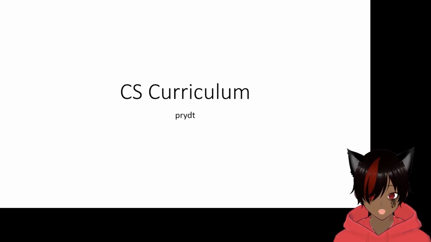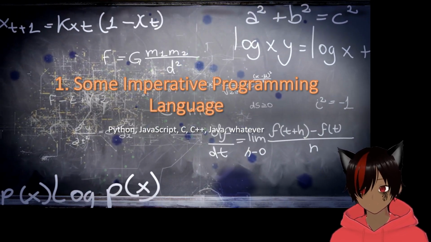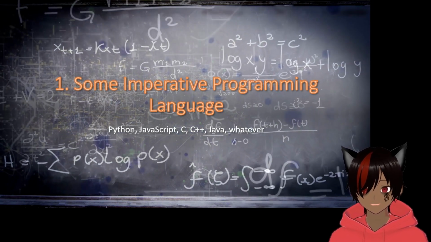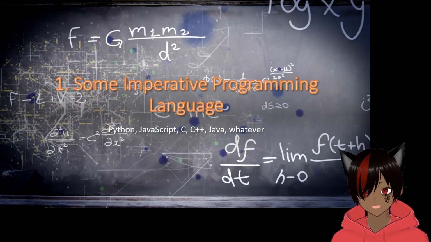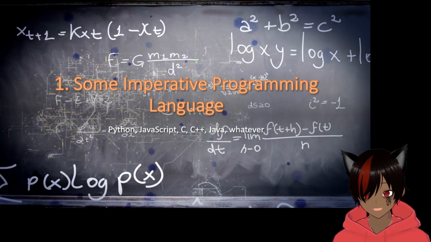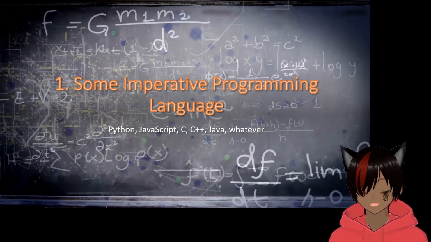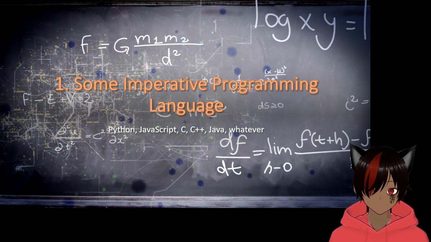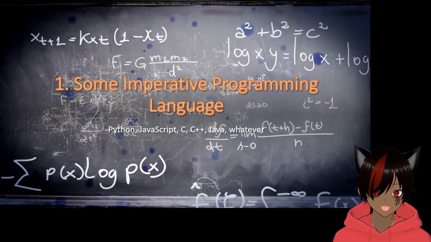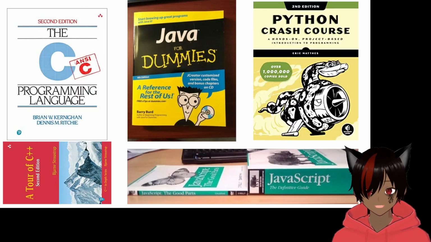So first things first, the first class you'd take is some sort of intro to programming, and it would be literally any imperative programming language. I really don't care which one you'd pick. Python works, JavaScript works, C works, C++, Java, literally anything. Most people start with an imperative language. You can start with whatever actually, but this is just what most people do. All of these are good options.